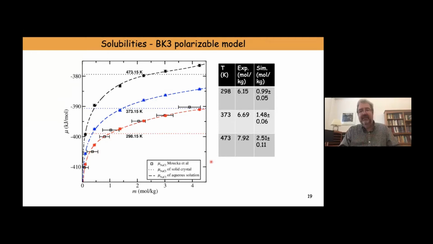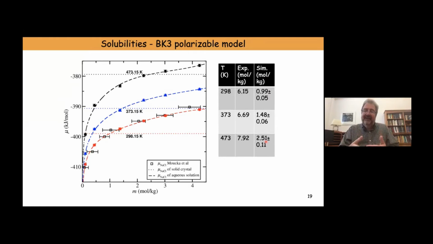So the BK3 model shows the way the calculation of the solubility is done, with plotting the chemical potential as a function of concentration for the solution, and the dotted lines are for the crystal. And you see that the model predicts a solubility that's a factor of 6 too low. Again, the same direction.